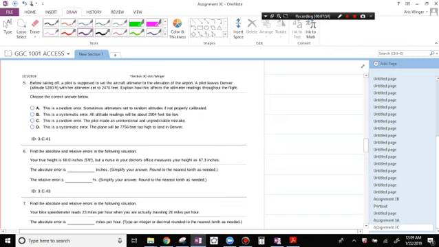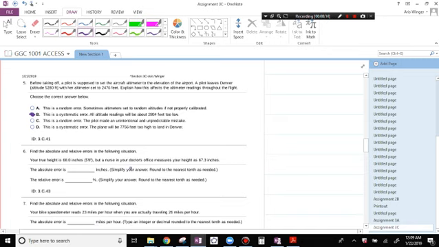C, this is a random error. The pilot made an unintentional and unpredictable mistake. Or D, this is a systematic error. The plane will be 7,756 feet too high to land in Denver. So this one may be hard to understand, but this one is a systematic error, right?